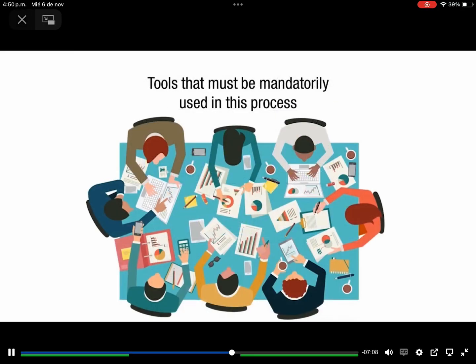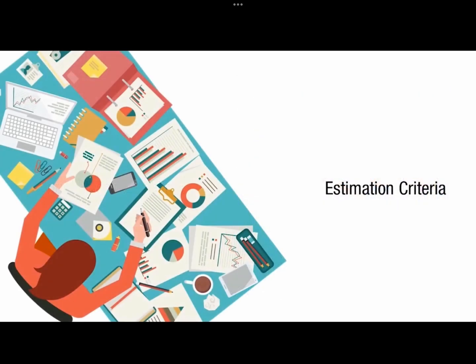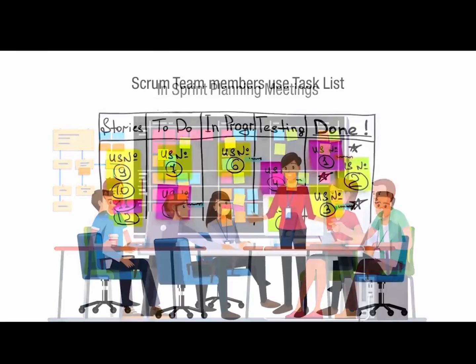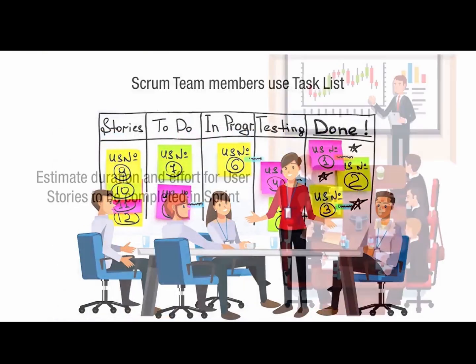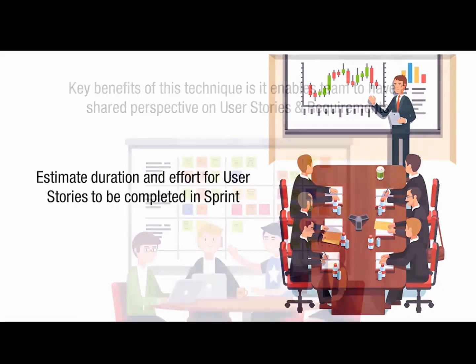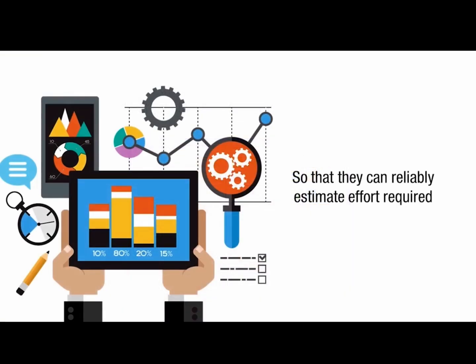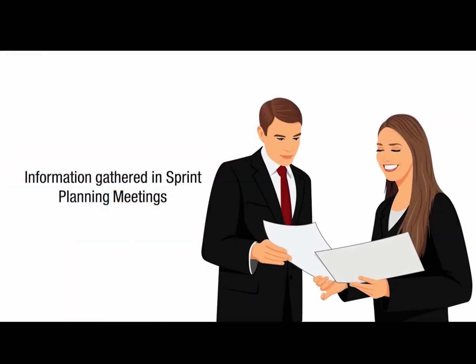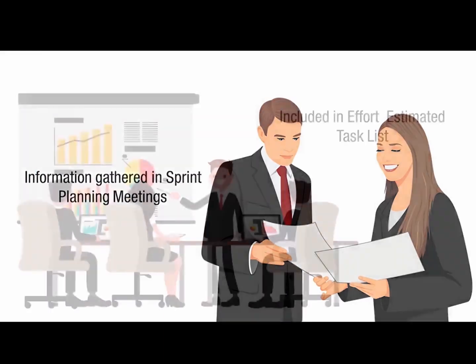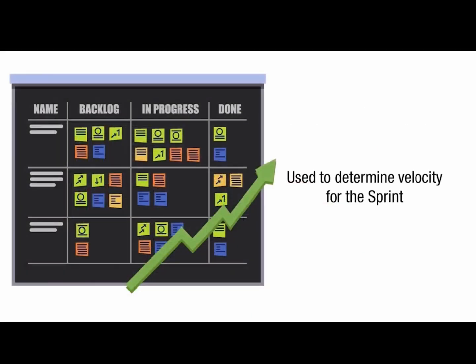The tools that must be mandatorily used in this process are Sprint Planning Meetings and Estimation Criteria. In Sprint Planning Meetings, the Scrum team members use the task list to estimate the duration and effort for the user stories to be completed in the sprint. One of the key benefits of this technique is that it enables the team to have a shared perspective on the user stories and requirements so they can reliably estimate the effort required. The information gathered in the sprint planning meeting is included in the effort estimated task list and used to determine the velocity for the sprint.